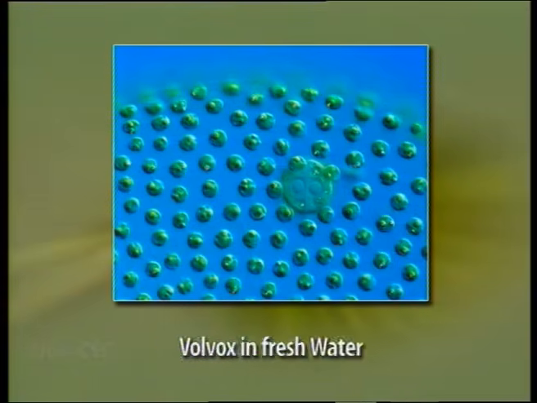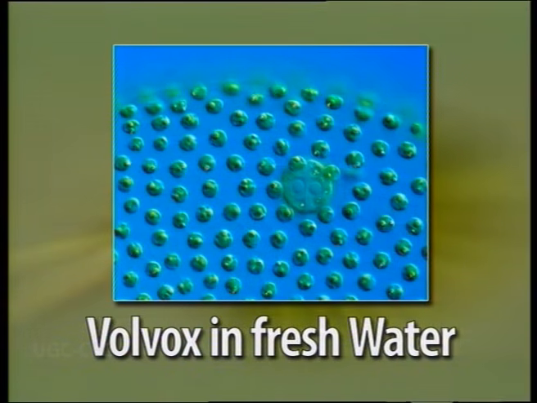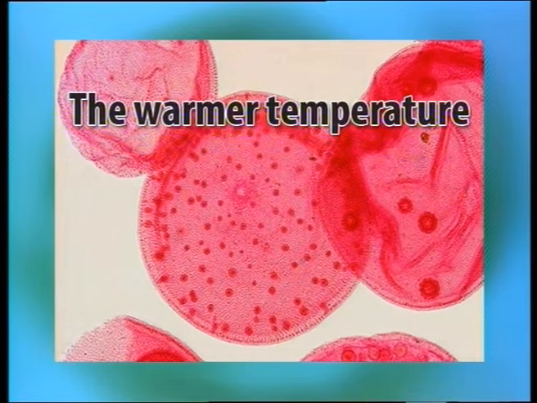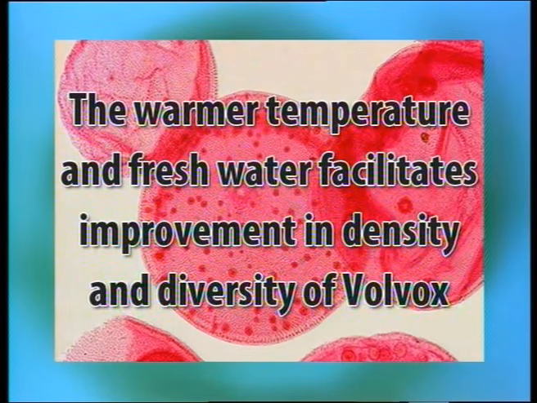This plant or this algae has been seen to prefer those habitats where during the summer months the temperature is warmer and water remains consistently fresh. This in turn affects not only its survival pattern but also facilitates its improvement in density and diversity of the populations as well as of the community in which it is constructing or creating a part.